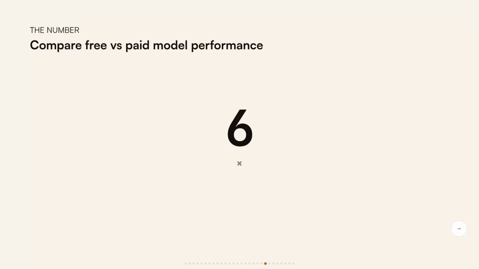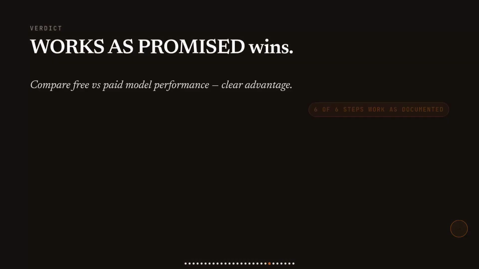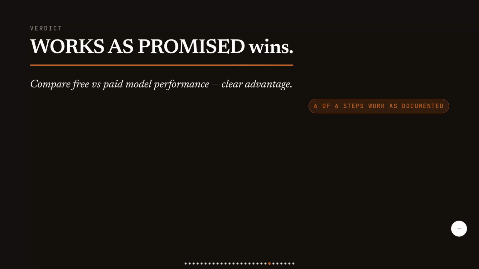On the free side, don't assume free means weak. Minimax M2.5 scores 80.2% on SWE Bench Verified, essentially matching Claude Opus 4.6's 80.8%. Kimi K2.5 is called out specifically as a standout for front-end work. If you want managed access to frontier models like Claude Opus instead, that's OpenCode Zen, priced at $5 and $25 per 1 million tokens, but remember that requires the $20 upfront balance from Test 3.